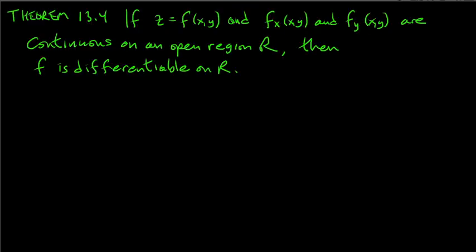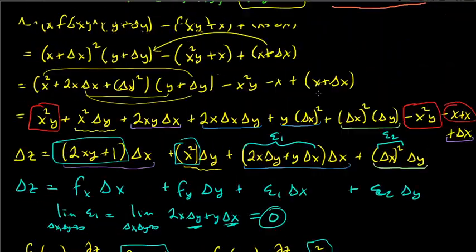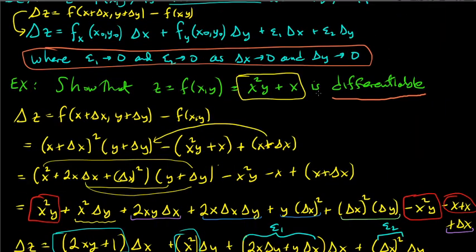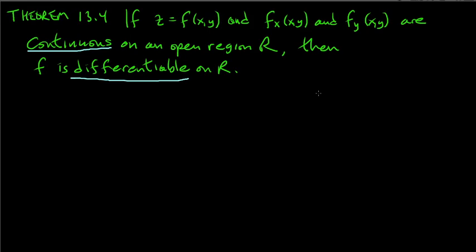Luckily, though, there's a better way to think of it, and that's this property here. This theorem: if you have z as a function of x and y, and both partial derivatives are continuous on an open region R, then you can say f is differentiable on that region. Okay, so that way you don't have to go through all this mess here that we just did. So this is the nice shortcut here, right?